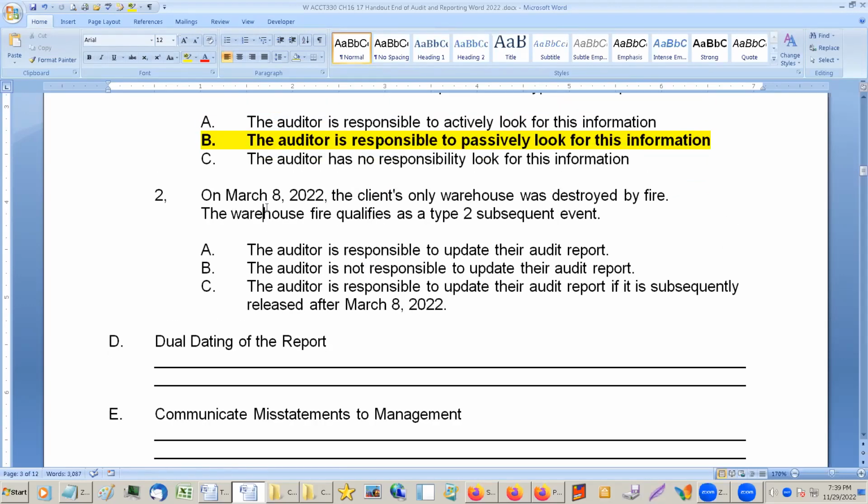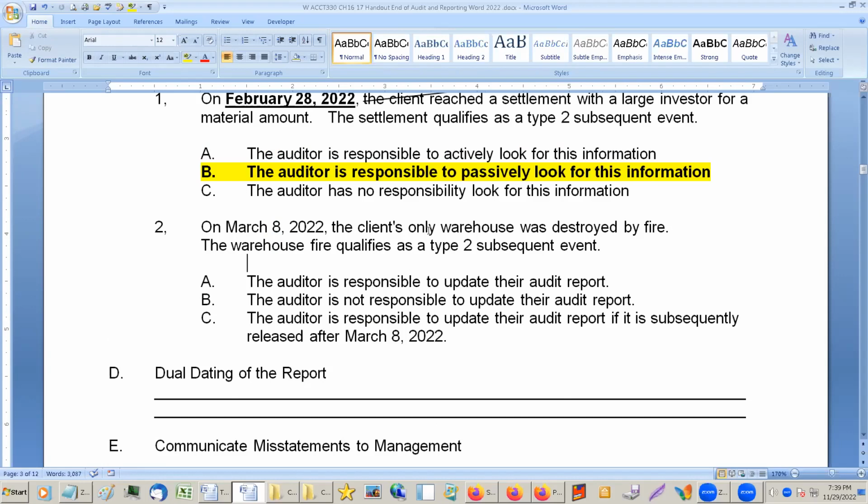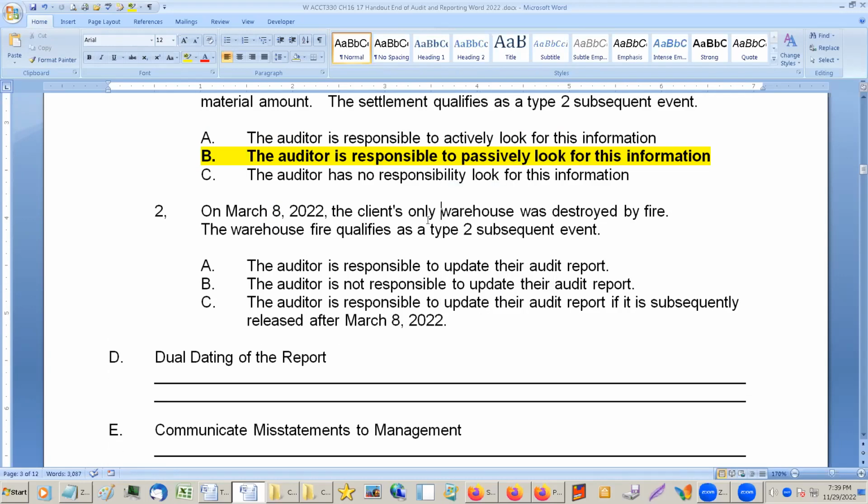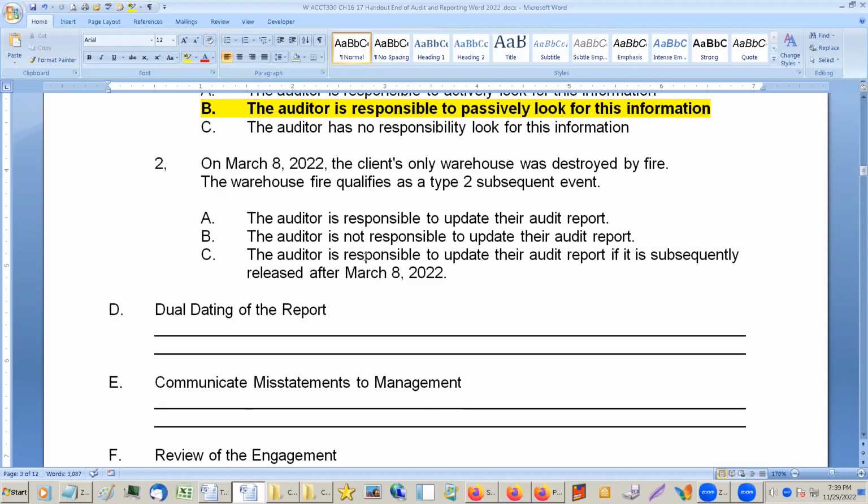March 2022, the client's only warehouse was destroyed by fire. The warehouse qualifies as a type 2 subsequent event. What is the auditor's responsibility to that?